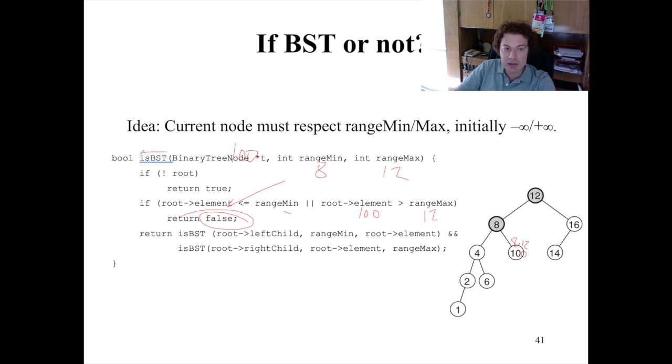This binary tree is not a binary search tree because I can't allow a 100 at this node, because the root is 12. 100 should be on the right hand side of 12. Okay.